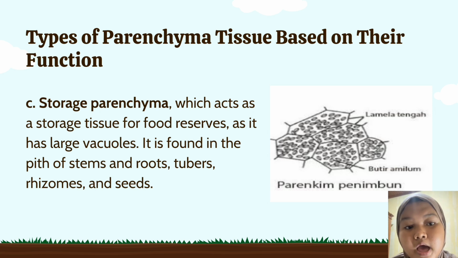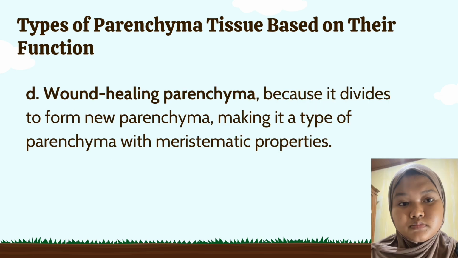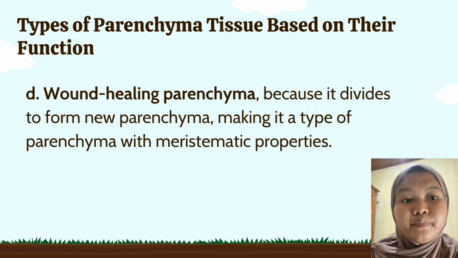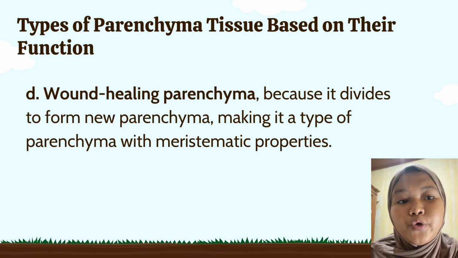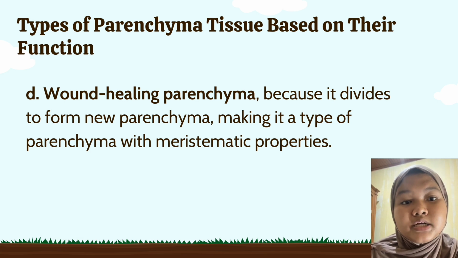The next is storage parenchyma, which acts as a storage tissue for food reserves, as it has large vacuoles. It is found in the pith of stems and roots, tubers, rhizomes, and seeds. The stored food reserves can be in the form of sugar, starch, fat, and protein. Then there is wound healing parenchyma, because it divides to form new parenchyma, making it a type of parenchyma with meristematic properties. Wound healing parenchyma is also known as phellogen or cork cambium.